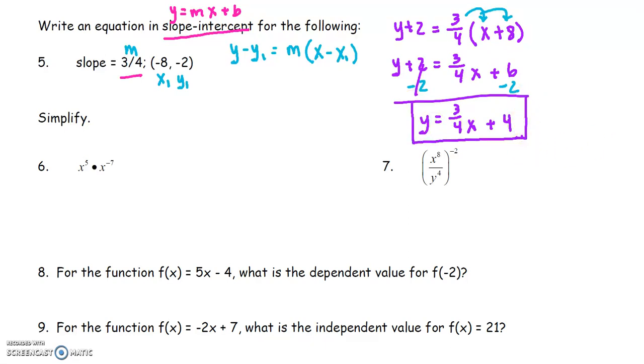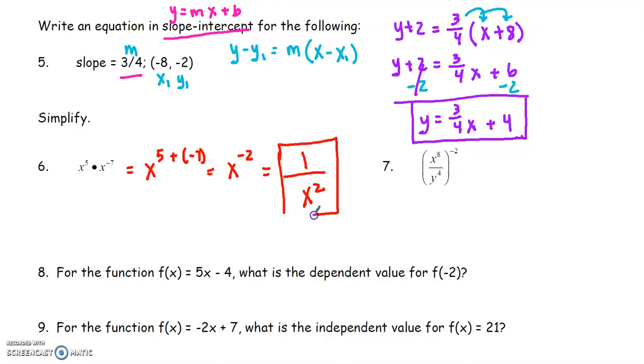Okay, number 6 just says to simplify. So remember, if I'm multiplying and my bases are the same, I add my exponents. So if we have 5 plus a -7, that gives me x to the -2. I cannot leave a negative exponent in my answer, so I have to write the reciprocal. So it'll be 1/x to the 2nd power. So let's try the next one.